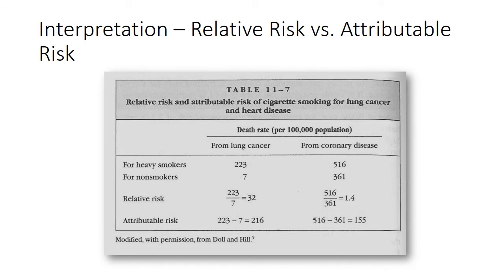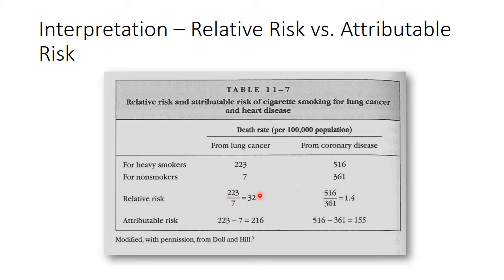So here's an example where you can look at both relative risk and attributable risk. Here, we're looking at death rates, per 100,000 people in the population, and we're comparing deaths from lung cancer and deaths from coronary heart disease, in heavy smokers versus non-smokers. For relative risk, we just divide the risk of one versus the other. So if you divide the lung cancer deaths in heavy smokers by the number of people dying from lung cancer who were non-smokers, you see a 32 times increased risk of dying due to lung cancer if you smoke, right? So that's a relative risk between people who smoke versus those that don't.